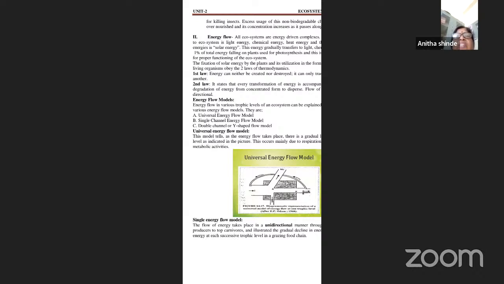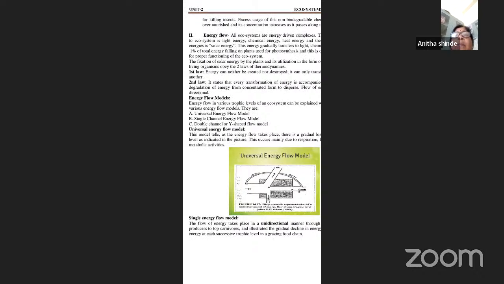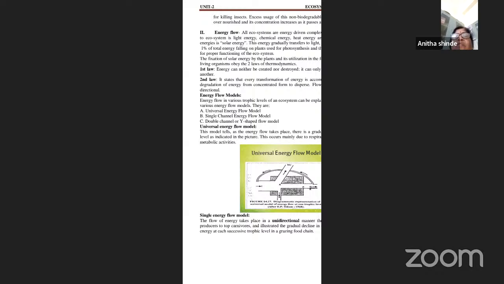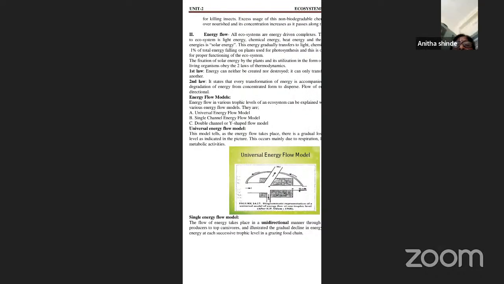The use of the solar energy taken up by the plants obeys two laws of thermodynamics, the first law and the second law. The first law states that energy can neither be created nor destroyed; it can only be transferred from one form to another. What does the second law state? Every transformation of energy is accompanied by a simultaneous degradation of energy from a concentrated form to a dispersed form. So the flow of energy is always unidirectional.